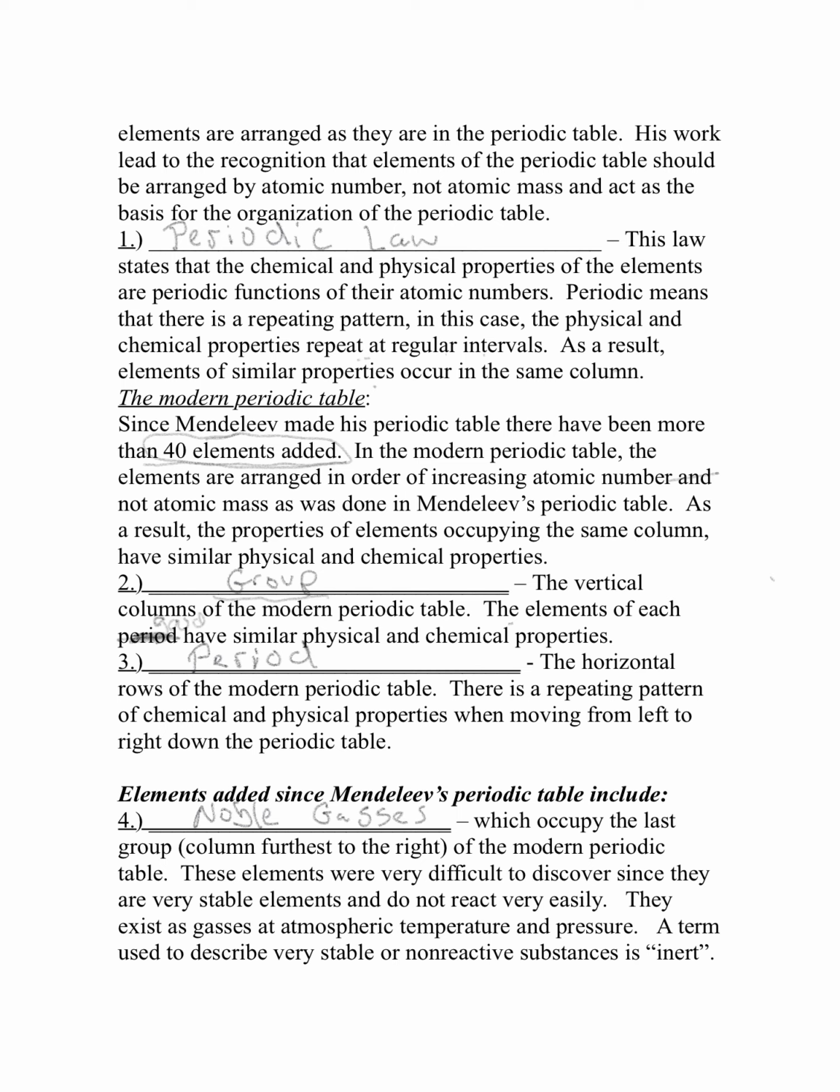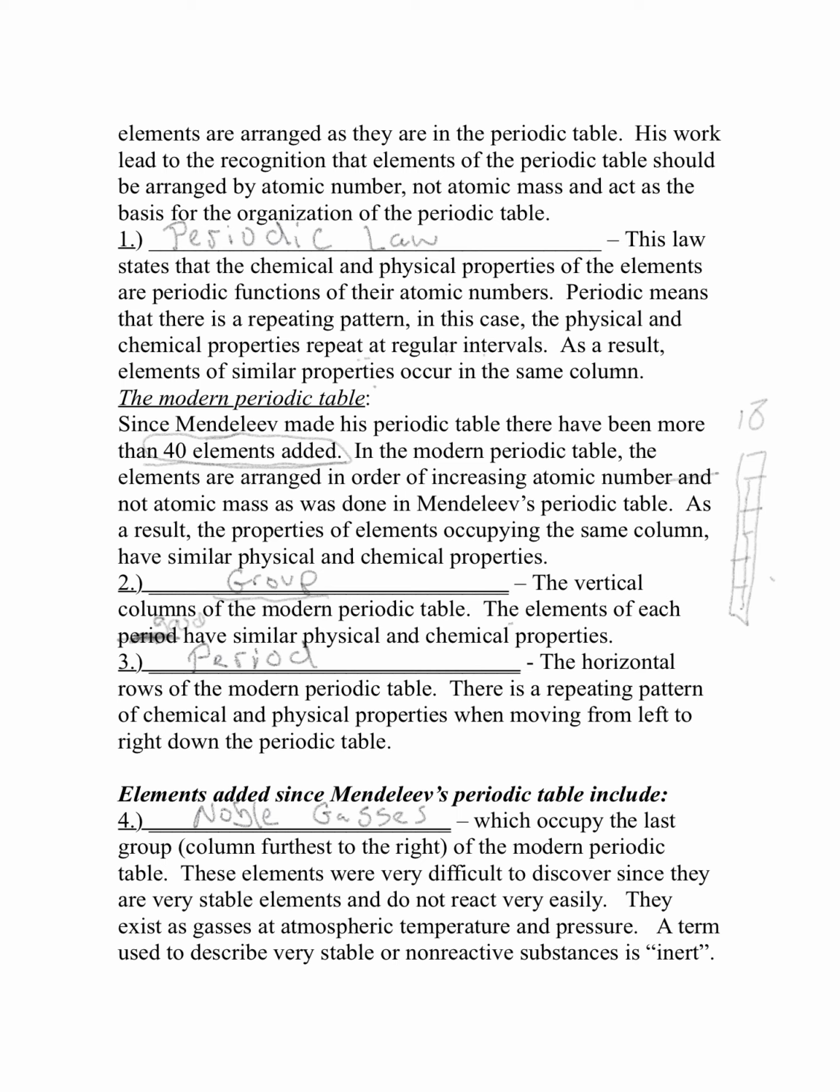So if you look at the periodic table, the columns going down are the groups. Let's say this is group 18, the noble gases. They will have similar chemical and physical properties as you go down from each element in that group. The periods are the horizontal rows of the periodic table, and there's a repeating pattern of chemical and physical properties when moving from left to right across the periodic table.